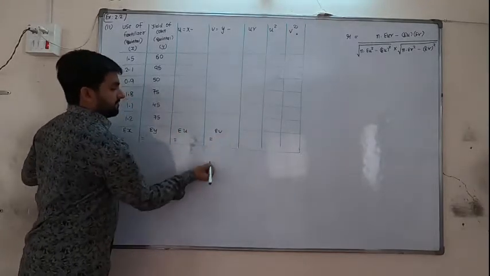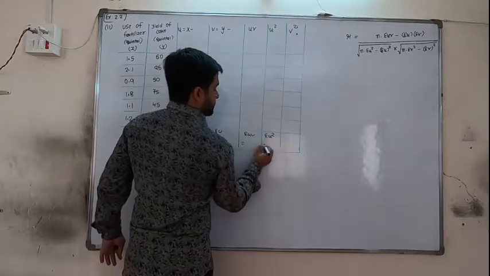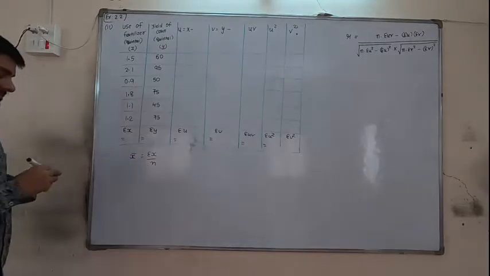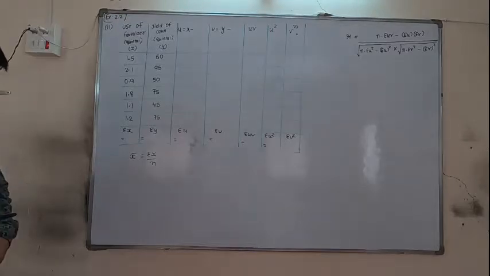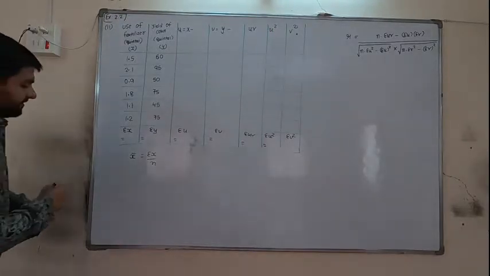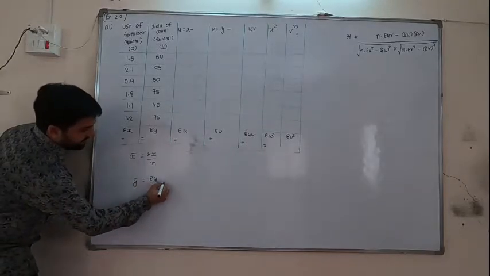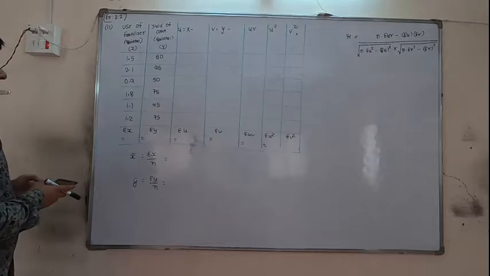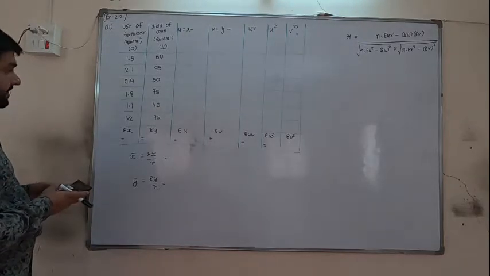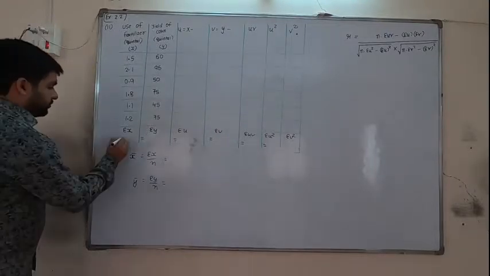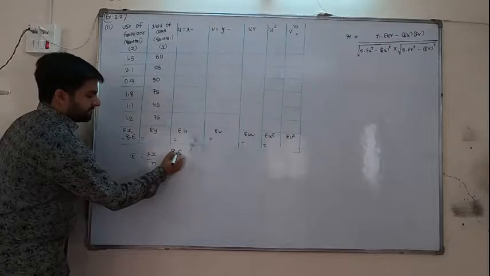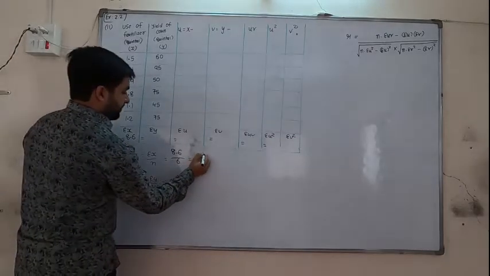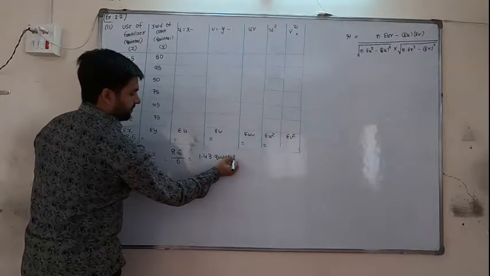We need sigma u, sigma v, sigma uv, sigma u square, sigma v square. X bar is equal to sigma x by n. After that, y bar is equal to sigma y by n. 1.5, 2.1, 0.9, 1.8, 1.1, 1.2 sum to 8.6. 8.6 divided by 6 is 1.43 quintal.